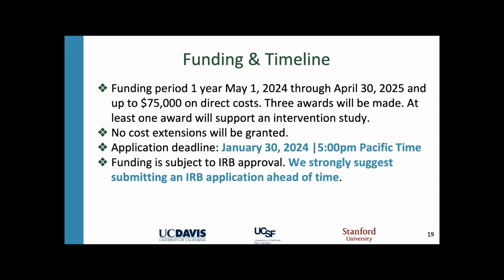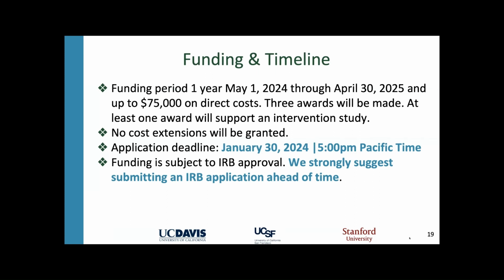And this is a $75,000 award for direct costs. Direct costs include allowable expenses such as personnel, travel, materials, supplies, and other research expenses. All unexpended funds will be forfeited if not spent within the award period. There is no cost extension. We anticipate making 3 awards. At least one will support preparation for an intervention study.